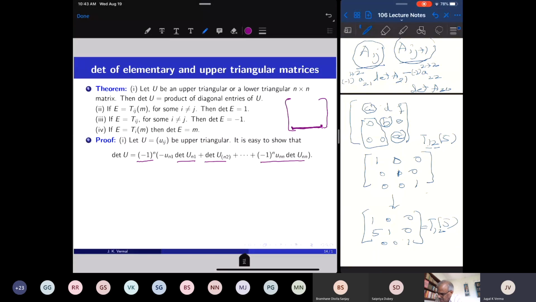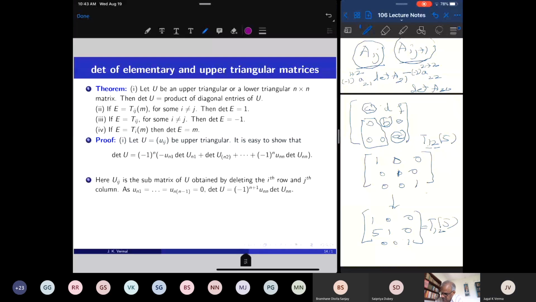But if you have an upper triangular matrix, in the last row, all these are 0 except for unn. So only this term survives. Other terms are 0. So we just get determinant of U equal to this. But Unn, what is Unn? Unn is obtained by deleting the last row and the last column. If you delete from an upper triangular matrix the last row and last column, again you get an upper triangular matrix. So apply the same formula for this.